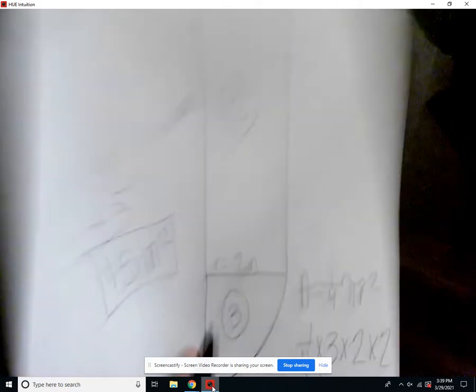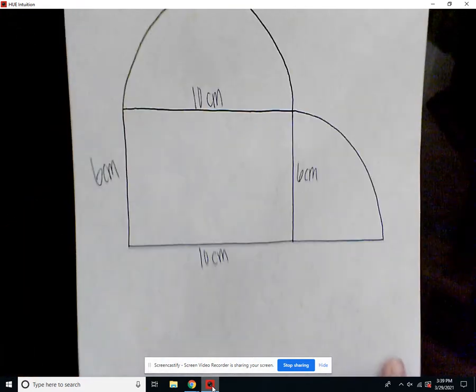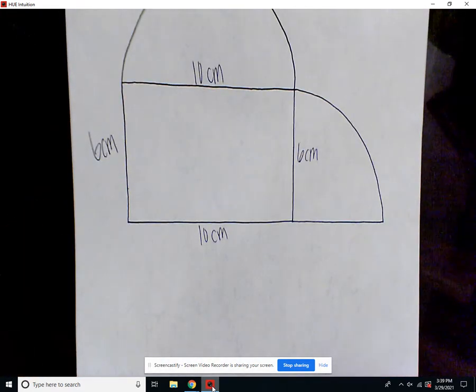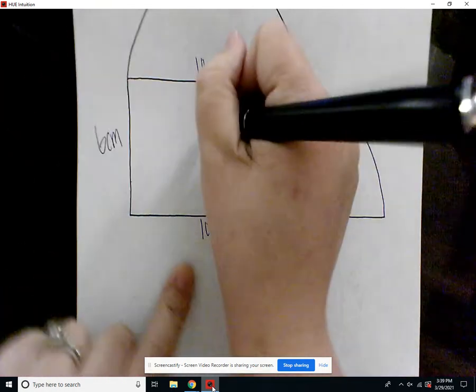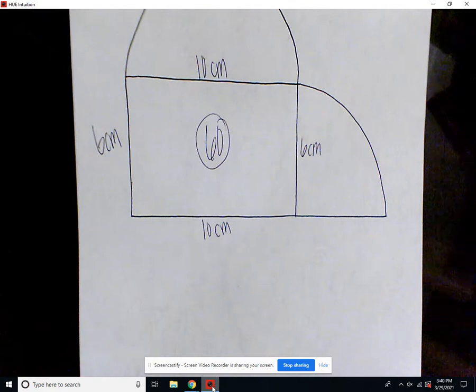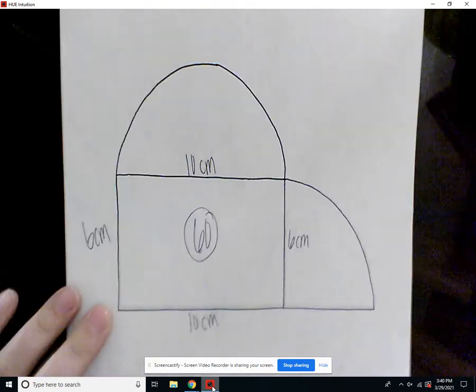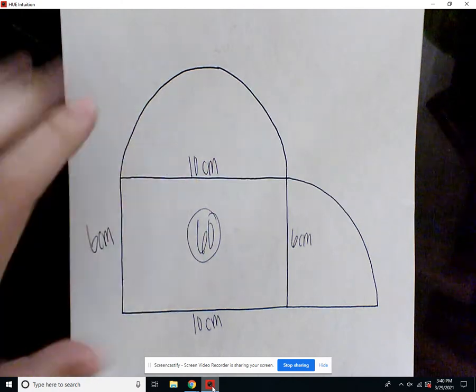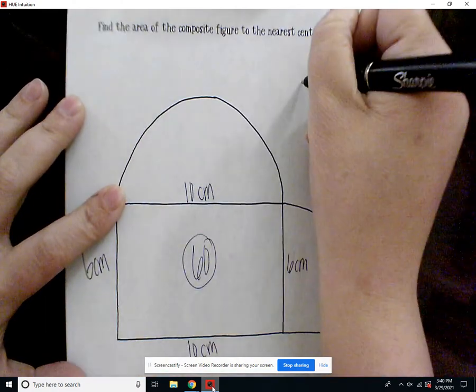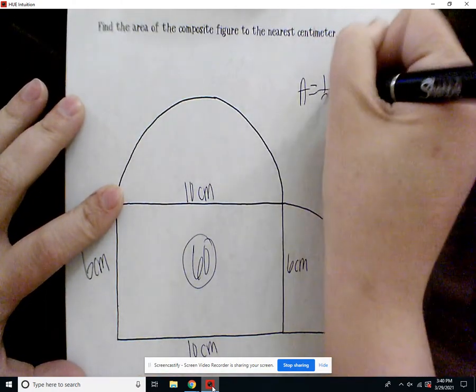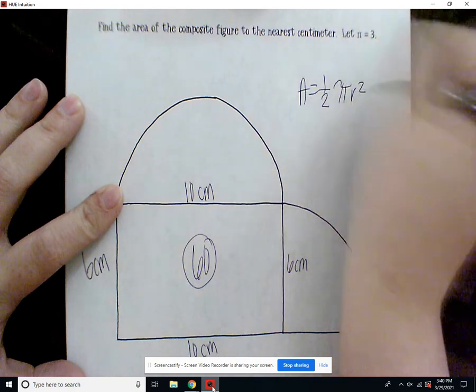All right, now for our last one. Again, I start off with the easy shapes like a rectangle. So 6 times 10 is 60. Okay, then we're going to find each of our circles. So start with the half circle. Again, for a half, we're going to plug in our fraction of pi r squared.